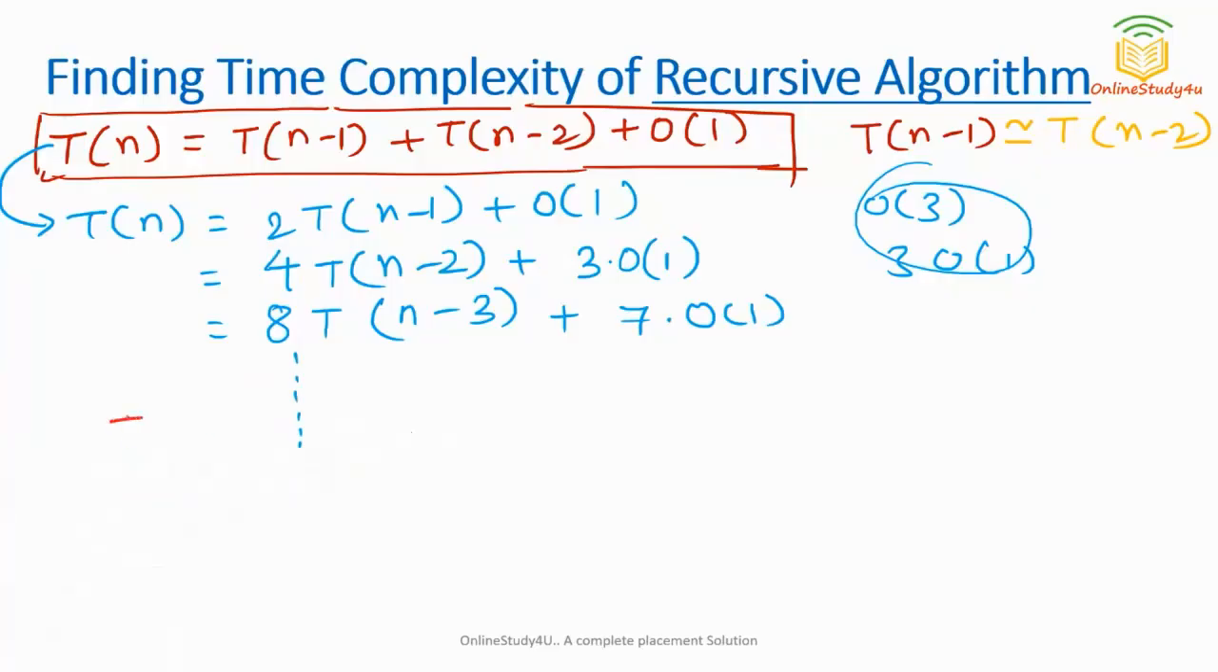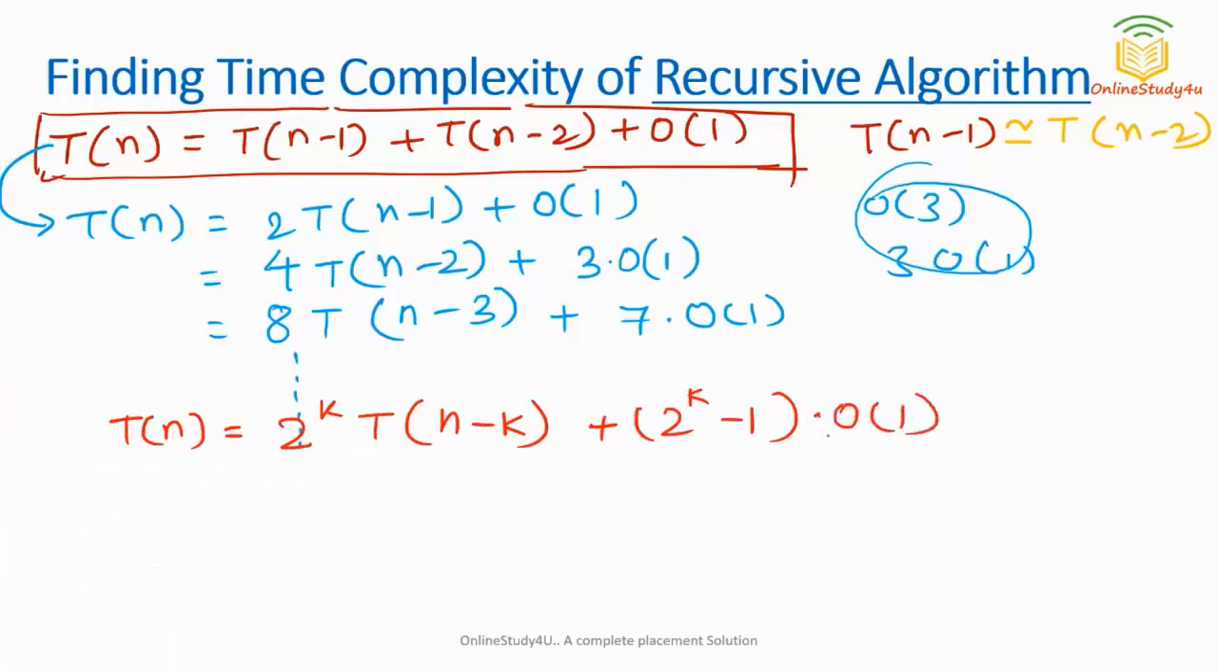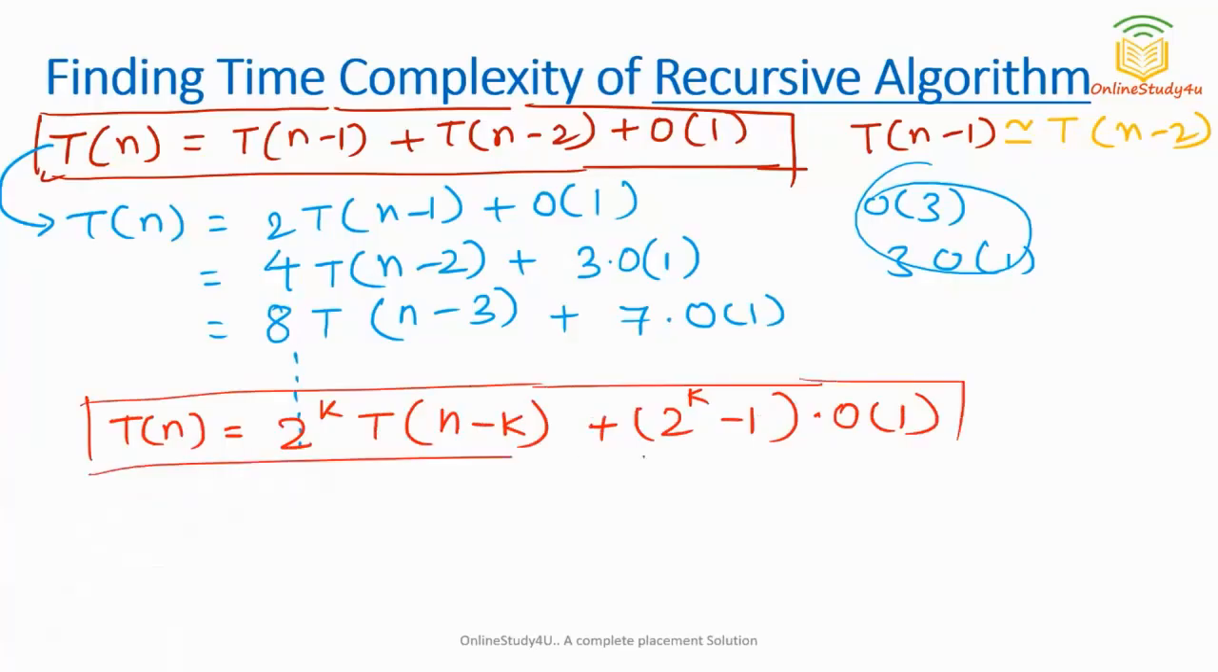Okay, it came like T of n is equal to 2 power k, T of n minus k, yes, now it's correct, plus 2 power k minus 1, this whole thing into big O of 1. This was the general expression.